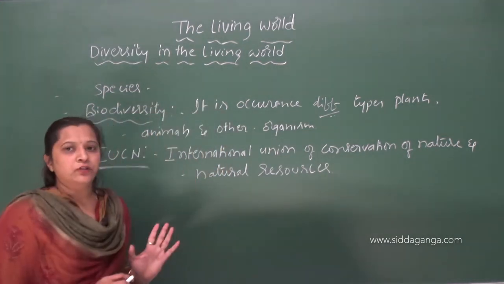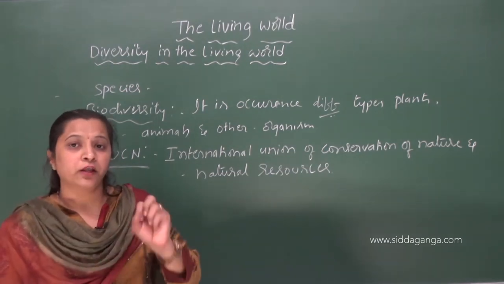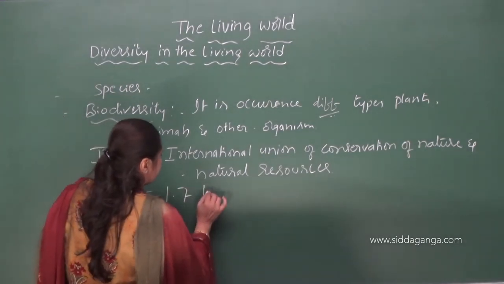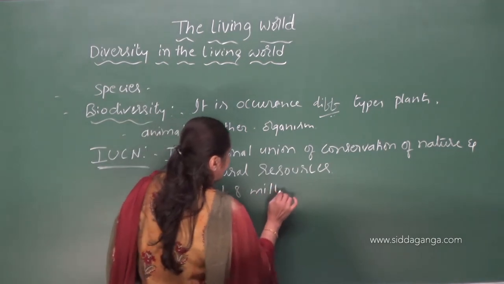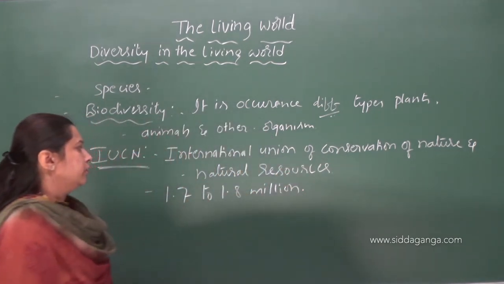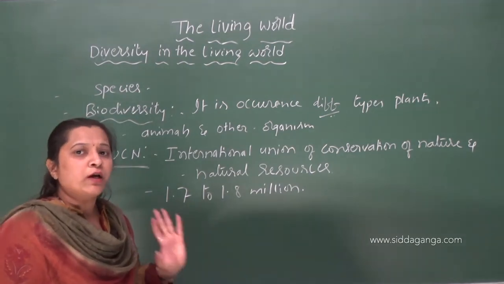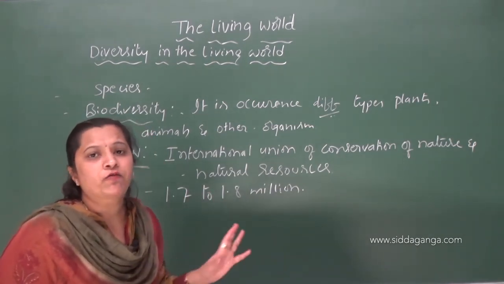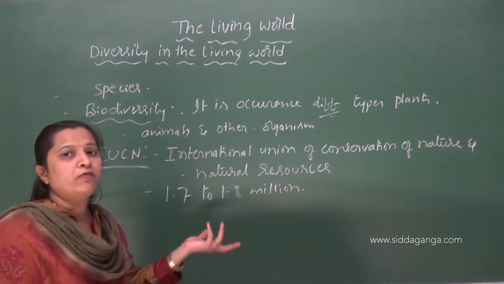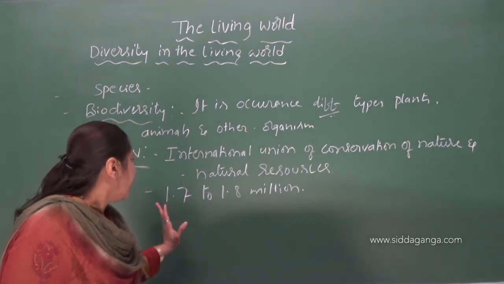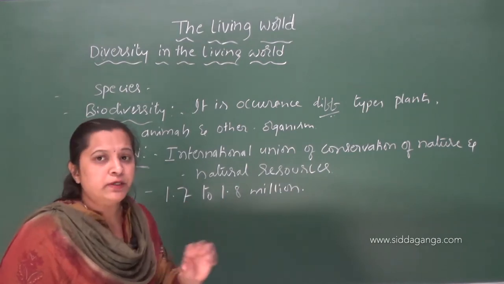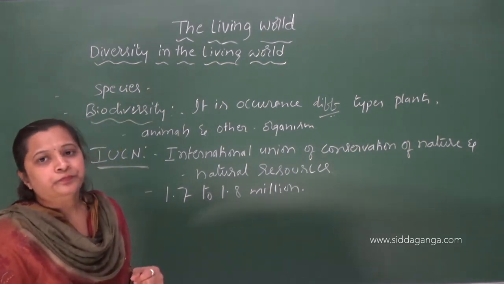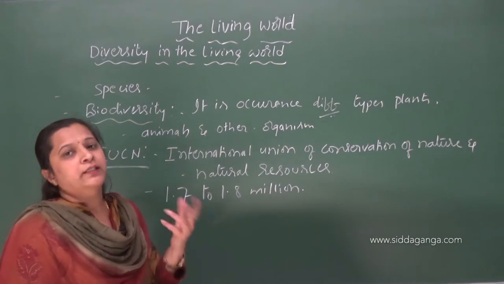So according to IUCN, until now, the known and described species so far is around 1.7 to 1.8 million. So according to IUCN, the number of known and described species is about 1.7 to 1.8 million. There are millions and millions of species are there. So out of which only 1.7 to 1.8 million species of plants and animals and other organisms have been described so far. They have been discovered and described so far.